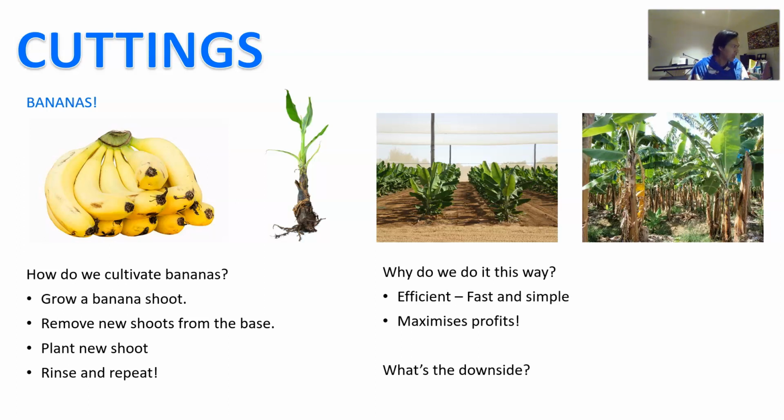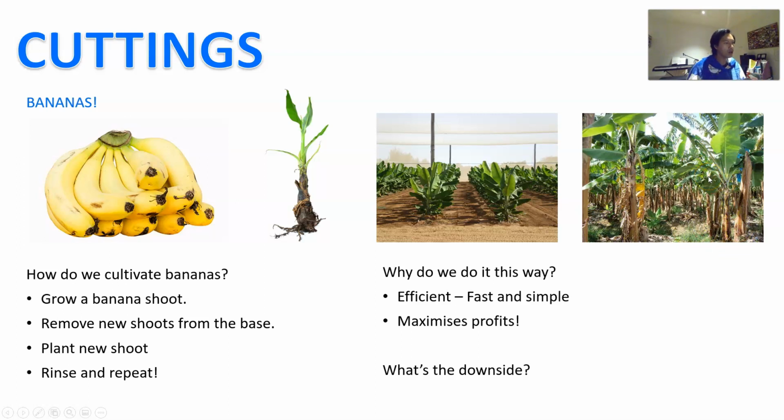Now, how do we cultivate bananas? Basically, how we grow bananas is quite simple. You grow a banana shoot, which looks like this. And then as it grows, it forms new shoots asexually from its base. You cut said shoot, and then you replant them in a row just about a meter or 2 meters away, and then you rinse and repeat, and next thing you know, you have a banana plantation.